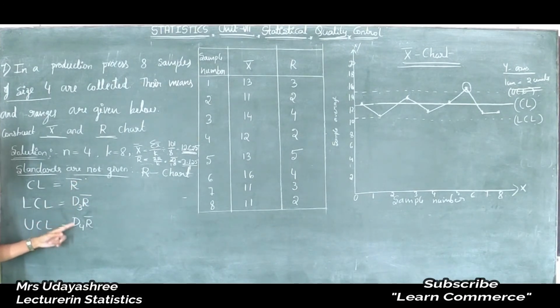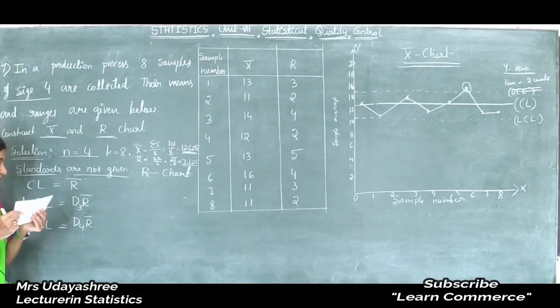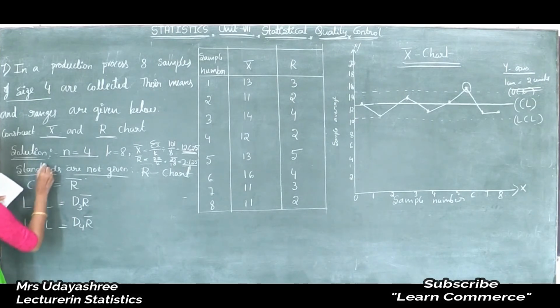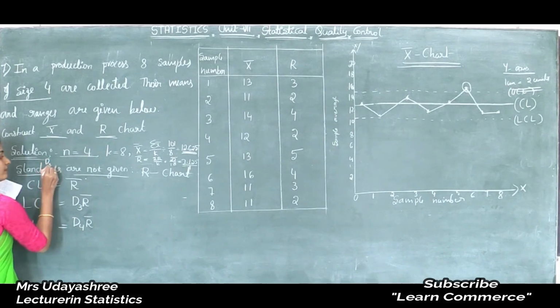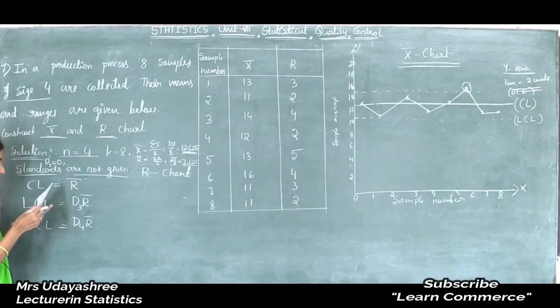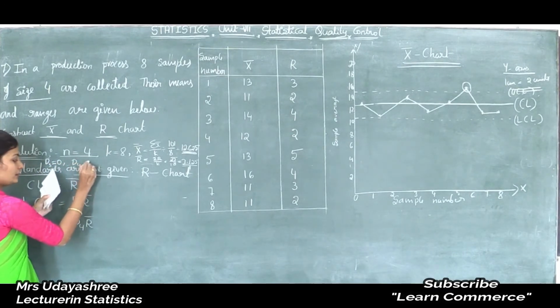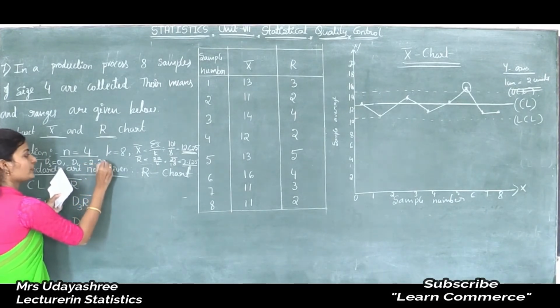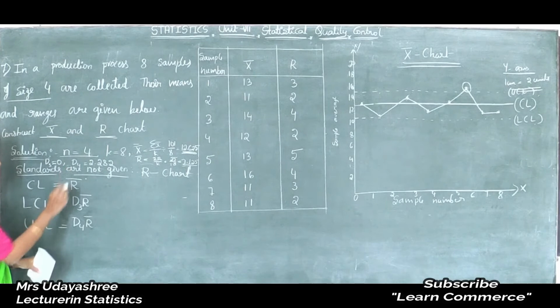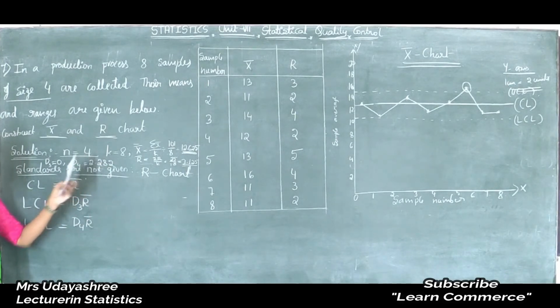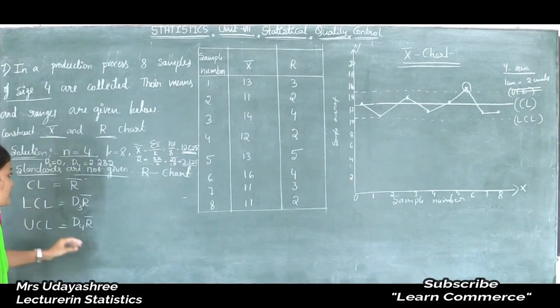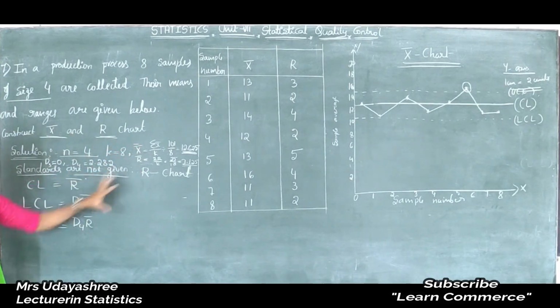Next we need D3 and D4 values. D3 and D4 values are table values. These are statistical constants. Therefore see here, sample size n is equal to 4. If sample size n is equal to 4, then D3 value is 0 and D4 value is 2.282. See here, D3 value is 0 and D4 value is 2.282.